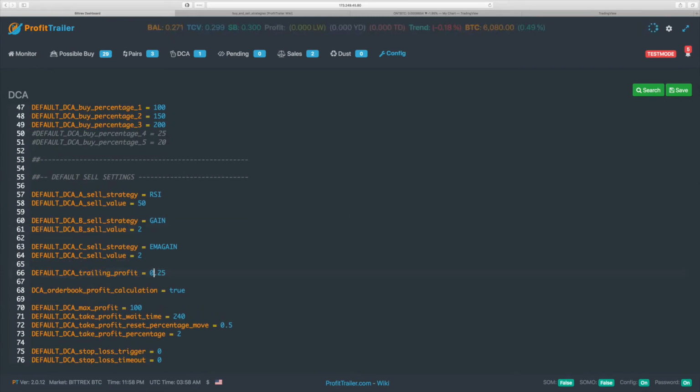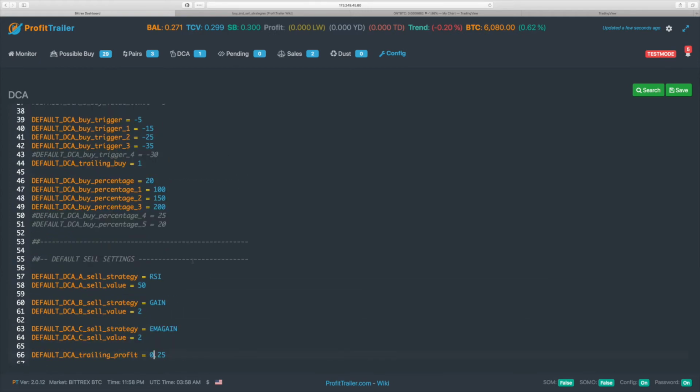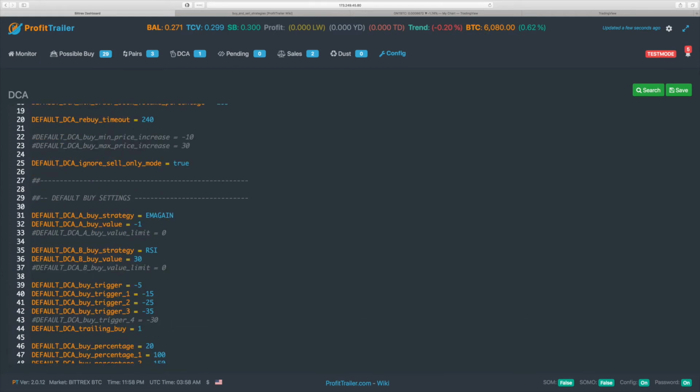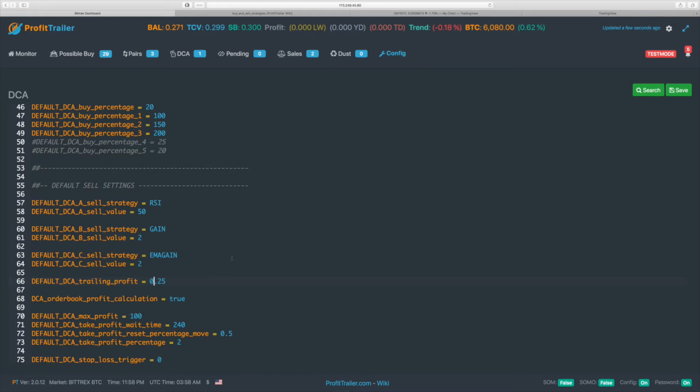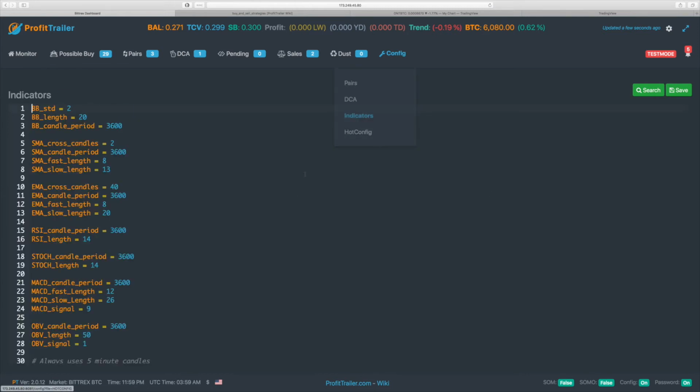And again, you have to factor in your trailing profit. Just like your pairs, it's going to buy using the strategy only after the buy trigger has been surpassed. Then your sell settings, if these are all satisfied, your trailing profit will take over from that point, and it will attempt to sell once that has been satisfied. So now we understand how this works in pairs and config. Let's quickly look at the indicators to see what we're dealing with.